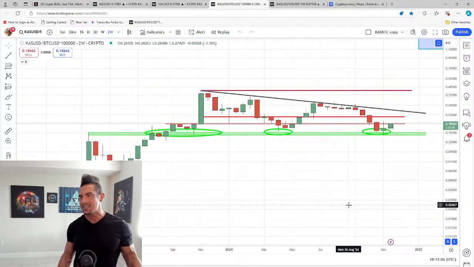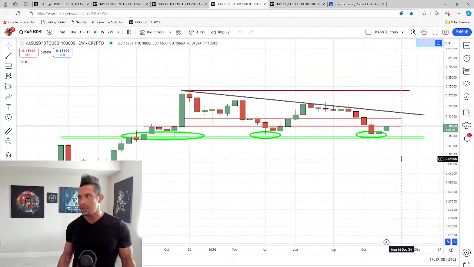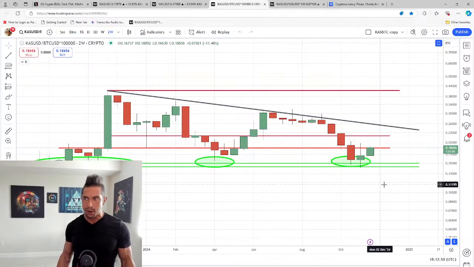Again, Kaspa BTC, we're at the bottom of the range here. Something's got to give. We're either going to break below or bounce up. We're starting to bounce. Good to see.